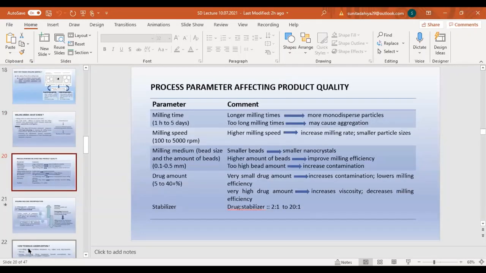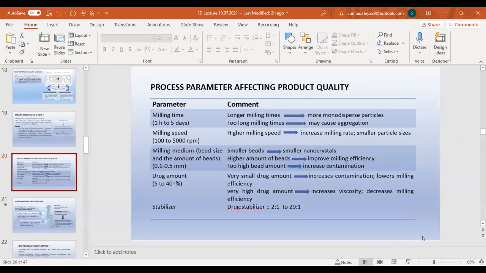Now, if you carry out this research, you need to pay attention to some of the critical process parameters when you want to optimize this. However, these parameters are not generalized. They can be different for each and every drug. Depending on the physicochemical parameters of the particular drug, you have to set these parameters.